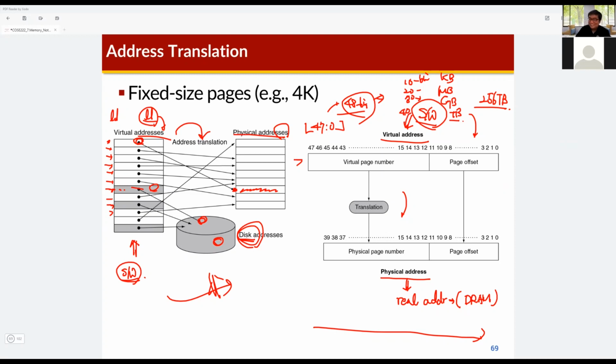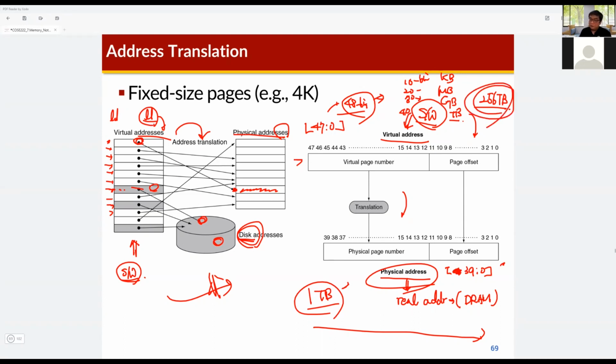Okay, right? But what is the size of this physical address? If you see this physical address, it is 40 bit, 39 down to 0. So what's the size of the physical memory? Oh, it's very large. It's 1 terabyte of memory.